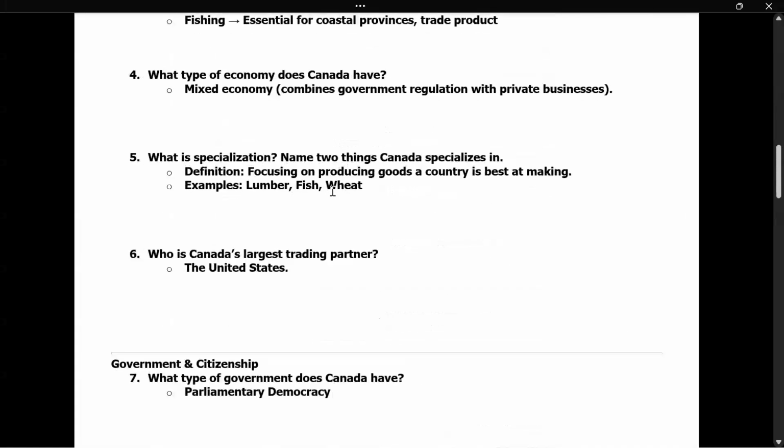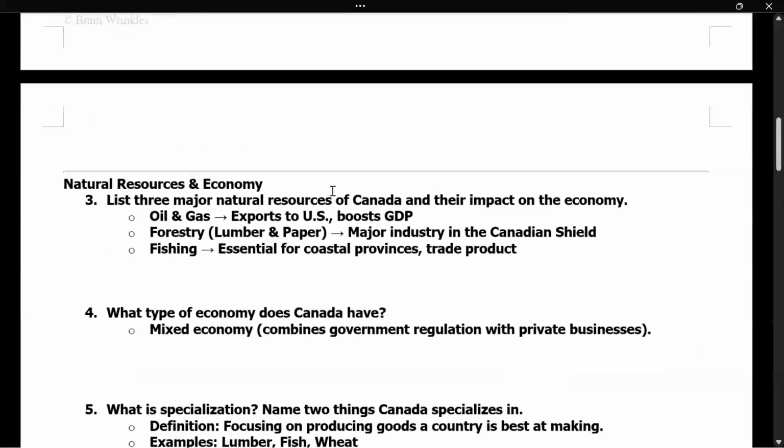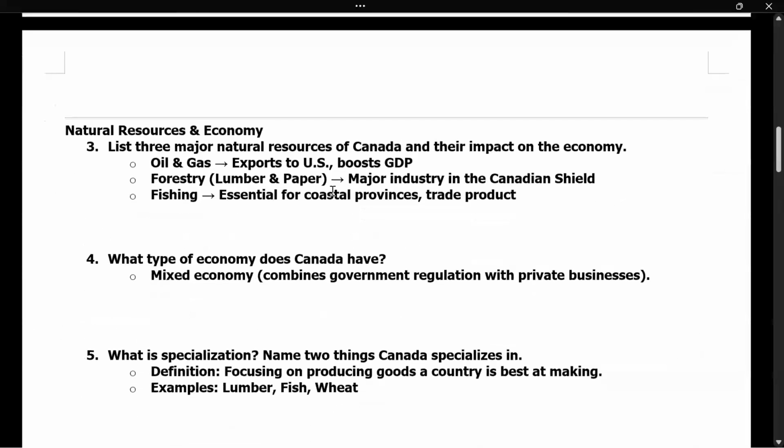Now, let's talk about natural resources and economy. When we talk about natural resources, you need to understand oil and gas is very important because it is exported to the US and that will increase the GDP. We talked about how GDP is the amount of money a country makes in that year, basically like their income. Forestry, lumber, and paper are very important.